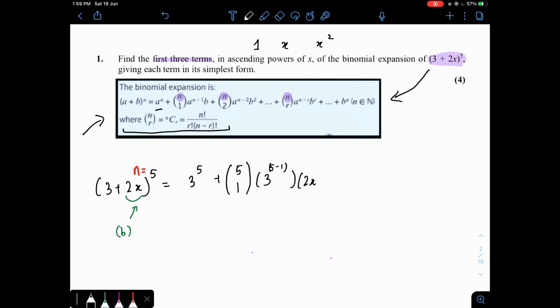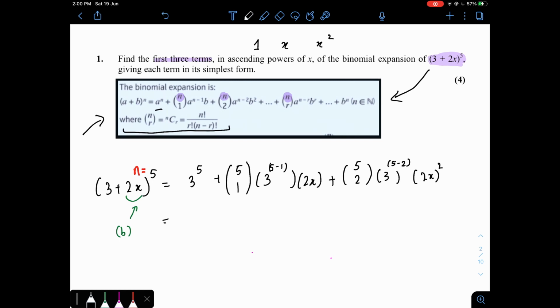Okay, so next, plus, same thing again: 5C2, then 3 to the power of 5 take away 2, and then multiply it by b squared, so that'll be (2x) squared. So how many terms do we need? We only need the first three terms, so this is as far as we should go, and now we can use a calculator to figure it out. But before that, we need to actually understand what's going on here, so let's simplify all of this.